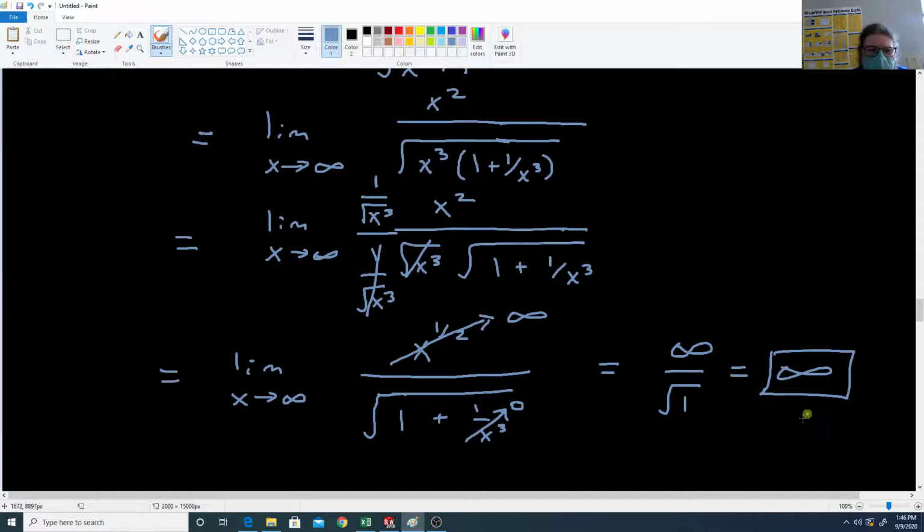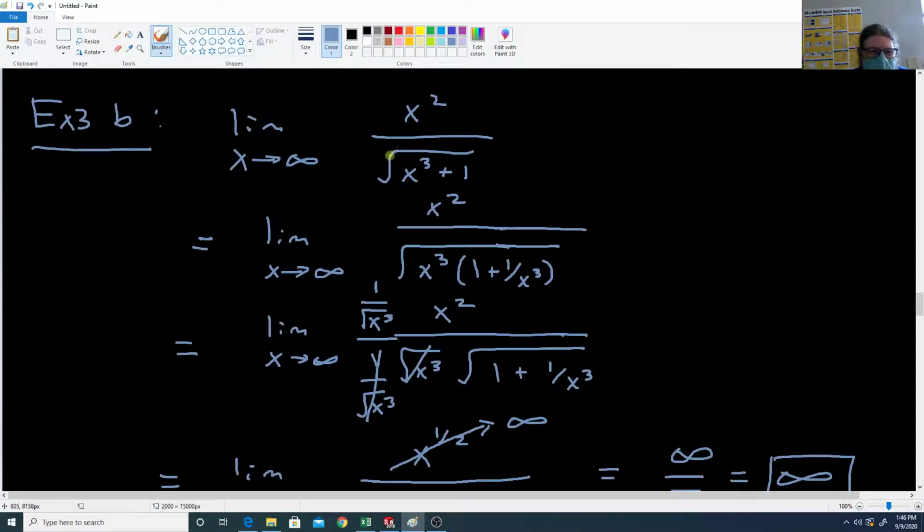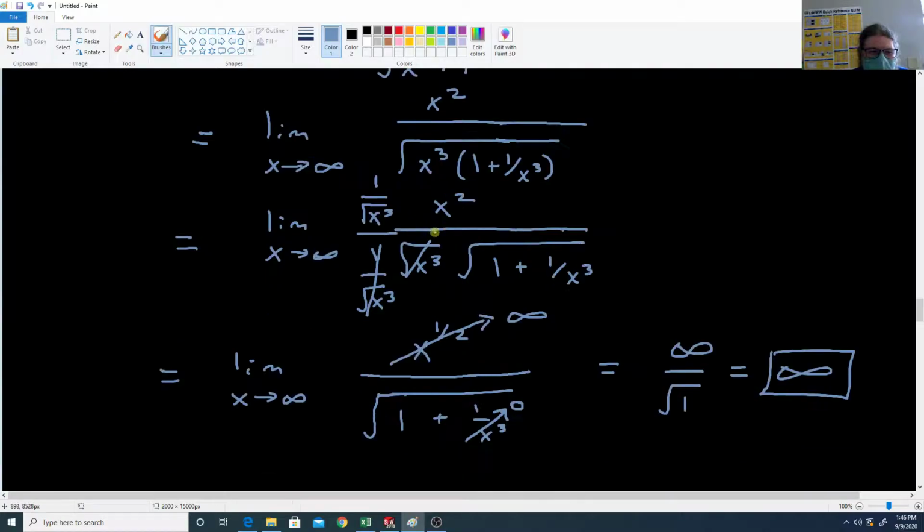And so the idea there is you identify the x to the highest power first, and then we factored it out and pushed it out front. We'd only do this if we're dealing with the roots of powers. And then we bring in the thing to cancel it, and that cleans up the issue.